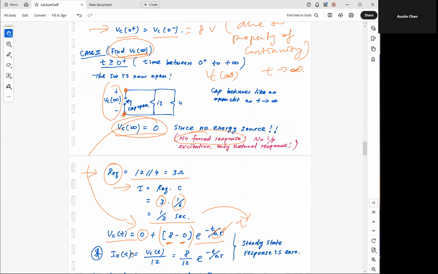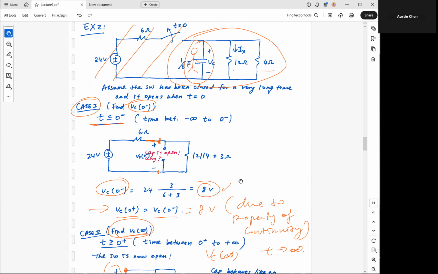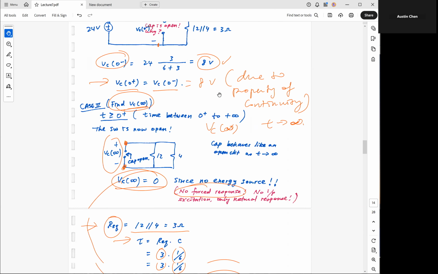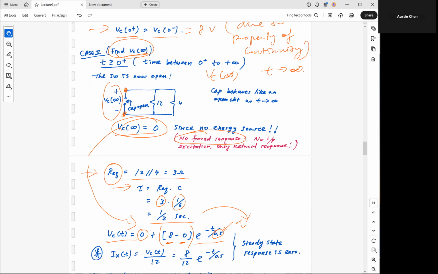Now if I ask you to find Ix of t, where's Ix of t? Ix of t is this current flowing through this resistor. So what I can do here is take this voltage divided by 12, and then I can find Ix. In other words, if I know the voltage drop here, I take that voltage divided by the resistor, simple Ohm's law, and I can find Ix out here. Okay, so now let's move on to the next example.